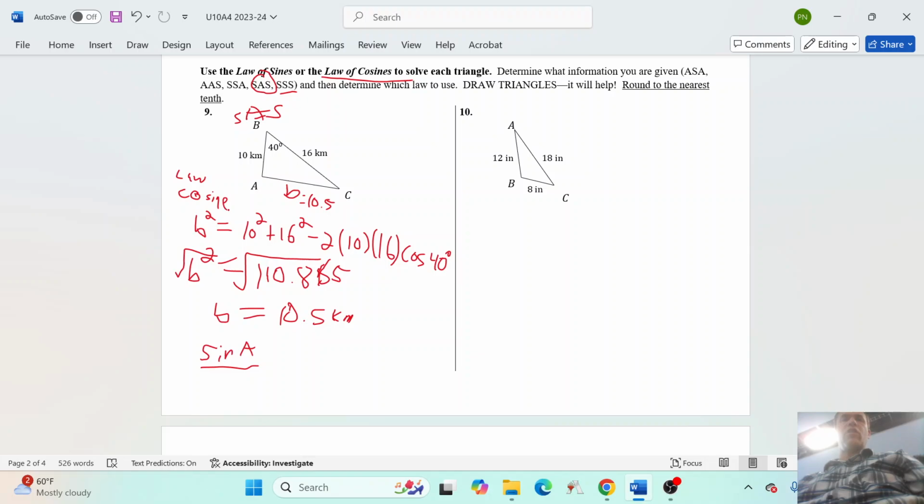There we go, law of cosines. And now we're going to go ahead and use the law of sines next. So law of sines is easier than cosines. So sine of A over its opposite side, which is little a.